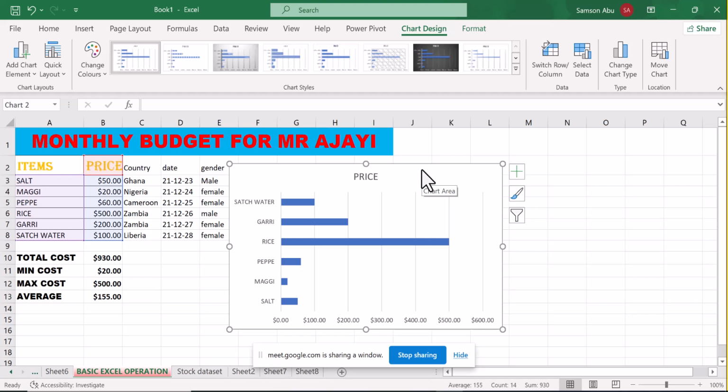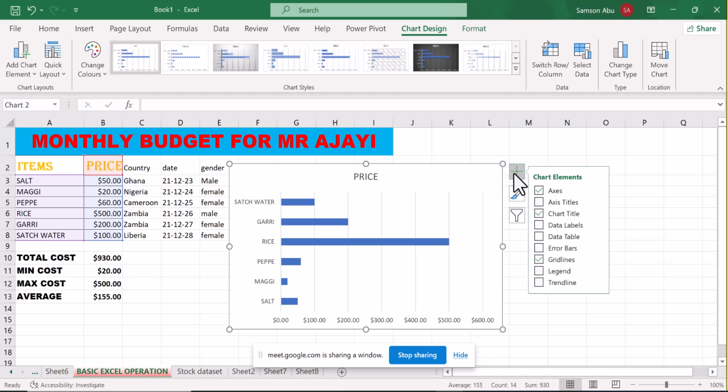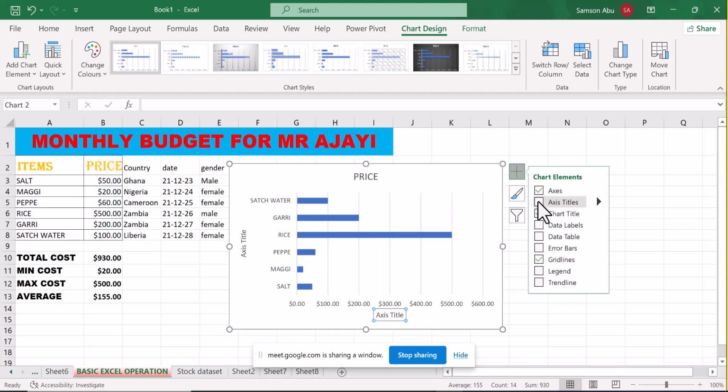Now, since we have this, we can change the charts. If you click on the plus sign beside your chart, you see the chart elements: axis, axis title, data label. Axis is checked already. If you want to add a title to your axis, you can click on axis title, then you'll be asked to enter the title.